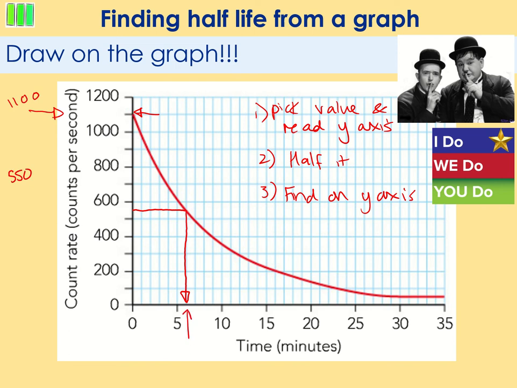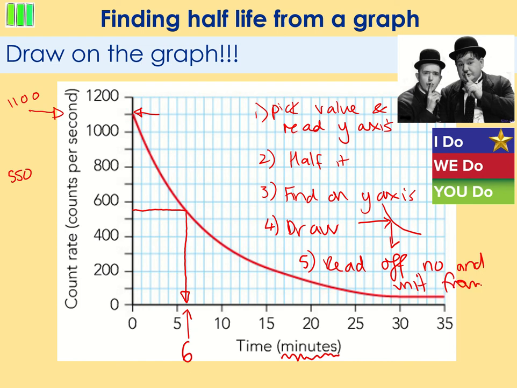So first of all I'm going to read off the number, which is 6, and the unit is minutes. So then I need to find that on the y-axis, and then 4 is draw across to the curve and then downwards, and 5 is read off the number and unit from the x-axis. So I'm going to give you another couple to have a practice.